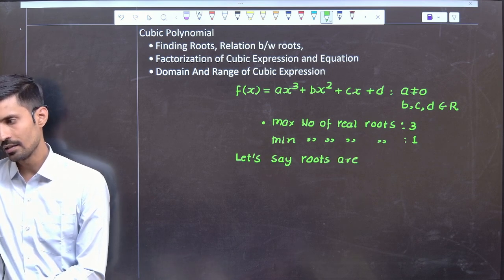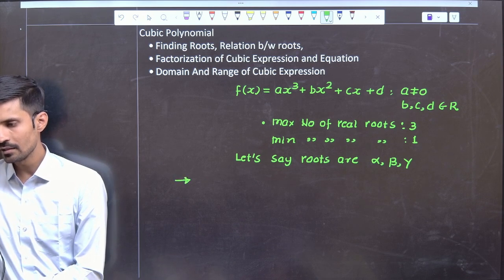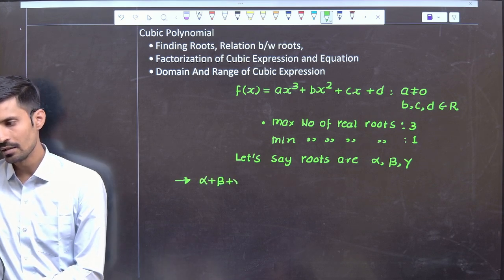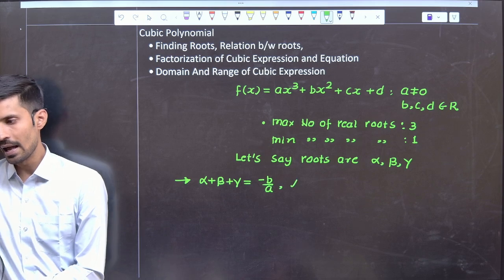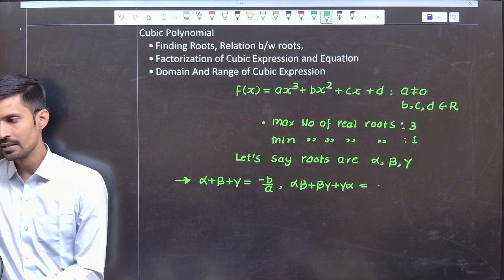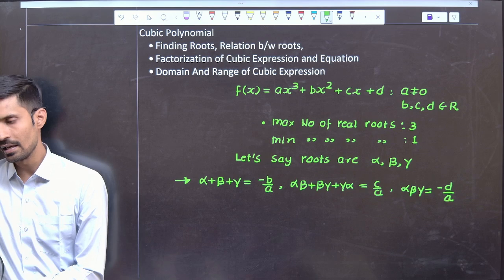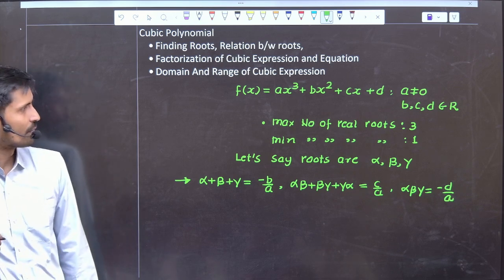After that, let's say the roots are alpha, beta, gamma. So what will alpha plus beta plus gamma be? Alpha plus beta plus gamma equals minus b by a. Alpha beta plus beta gamma plus gamma alpha will be c by a, and alpha beta gamma will be minus d by a. Write down all this information.